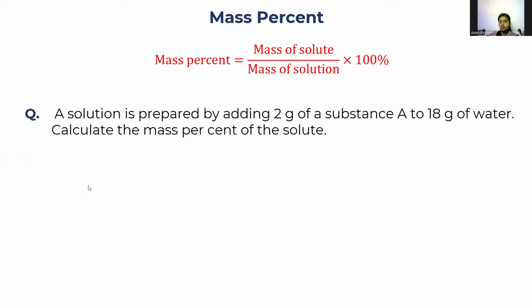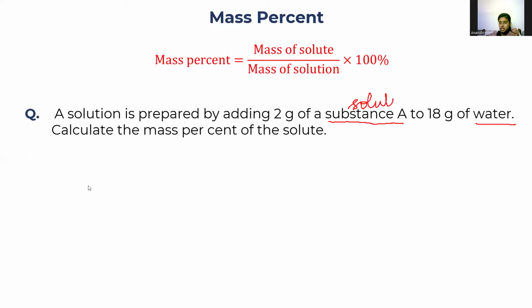We'll take one question. A solution is prepared by adding 2 gram of a substance A to 18 gram of water. Calculate the mass percent of the solute. So here we have two components. One is substance A and the other one is water. Now substance A is the solute, right?